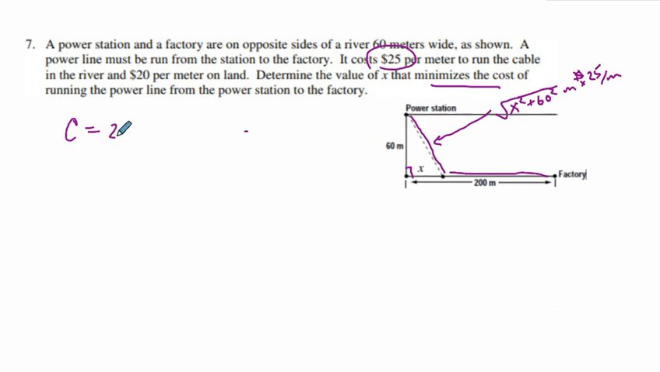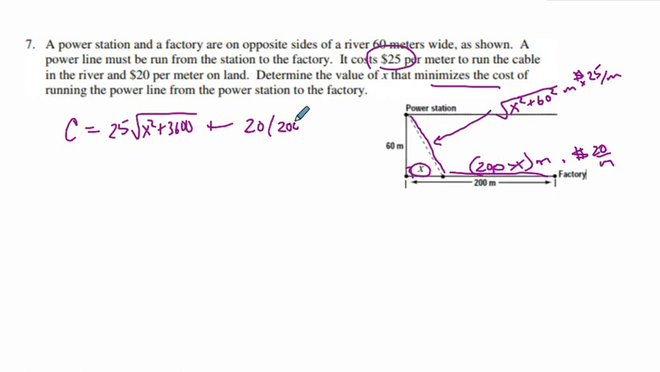I'm going to multiply that by $25 per meter, and that'll get me cost. So over here, there's the first portion: 25 times the square root of x squared plus, and let's go ahead and multiply that out, 3,600, plus this portion. Well, the whole thing is 200. This little bit is x, so this is 200 minus x. That's the number of meters I have. But on land, I multiply by $20 per meter. So I've got 20 times (200 minus x). All right, so I've got my formula, and we're ready to take the derivative to find that critical number.